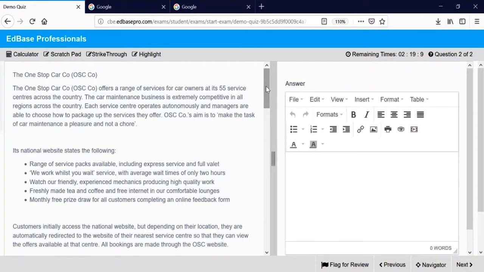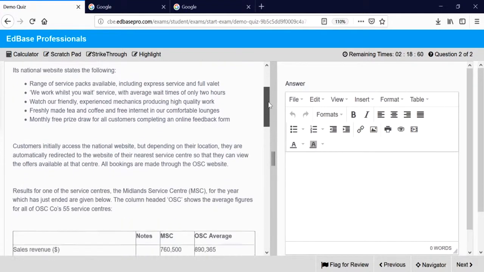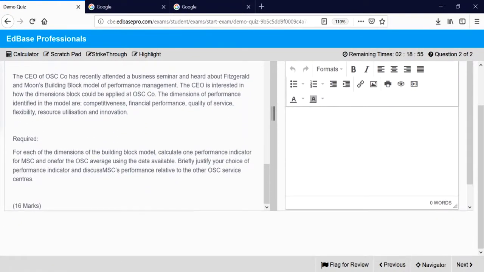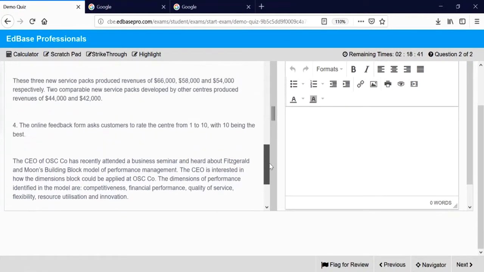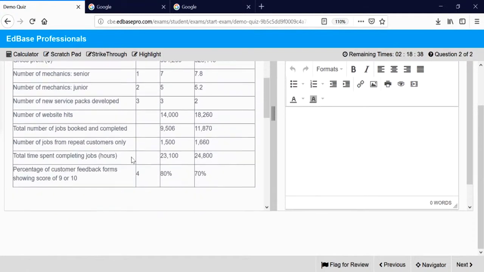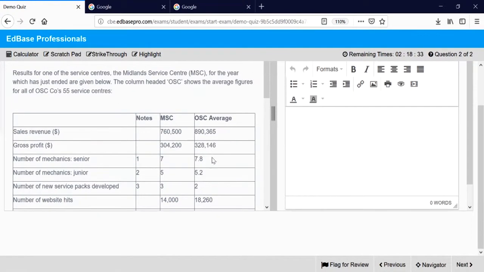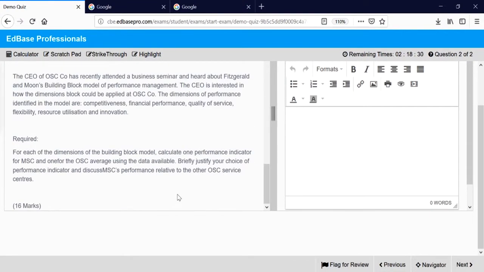First things first, when you get a question, you should read the requirement first. The One-Stop Car Company is my question name, so I will go straight down to the requirements. The first requirement is: for each of the dimensions of the building block model, calculate one performance indicator for MSC and one for the OSC average using the data available. That means they have provided me some data. Fine.